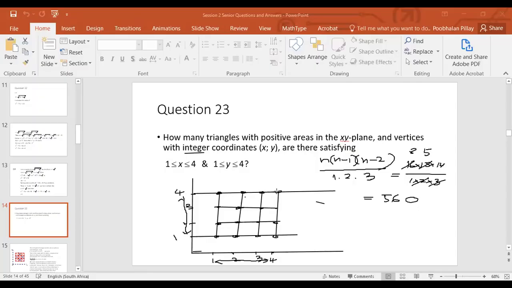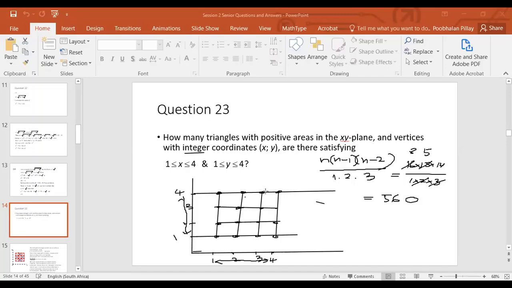To choose 3 points from here, all it means is that you ignore 1 point. So the number of ways of choosing 3 points from 4 is 4 ways. Because you can ignore this, and you get 1, ignore this, you get another 1, ignore that, you get another 1, ignore that, you get another 1. So there are 4 ways of choosing 3 points from here.